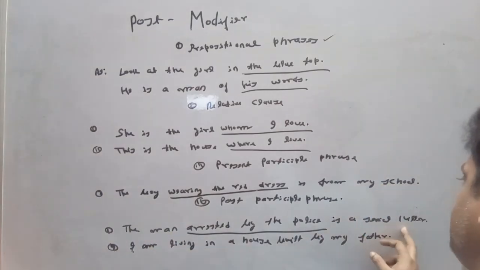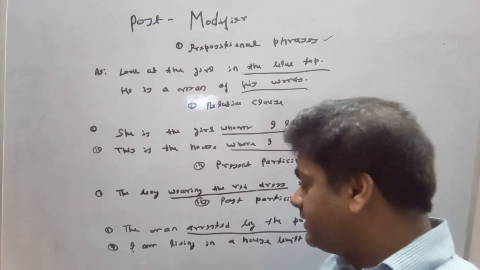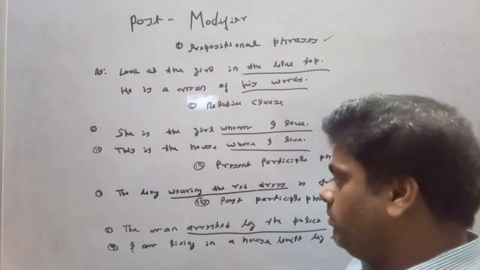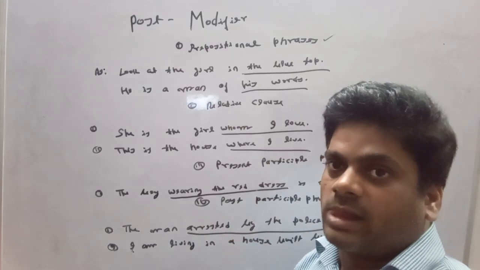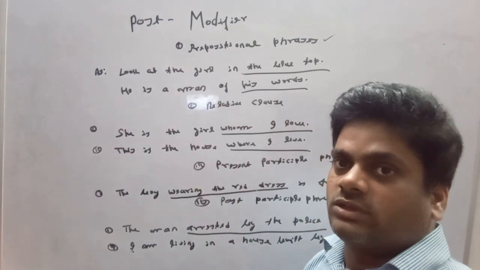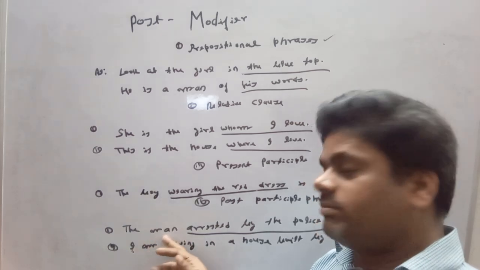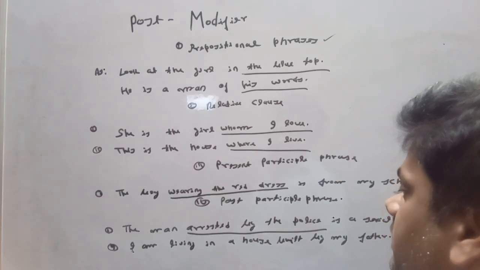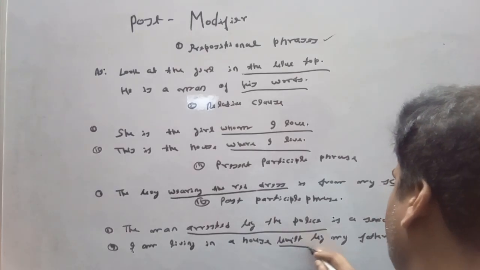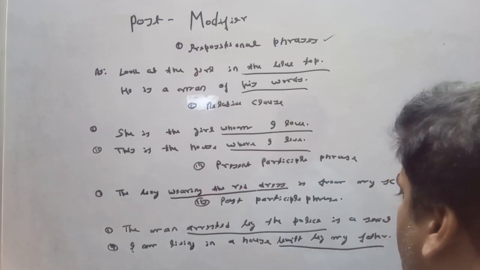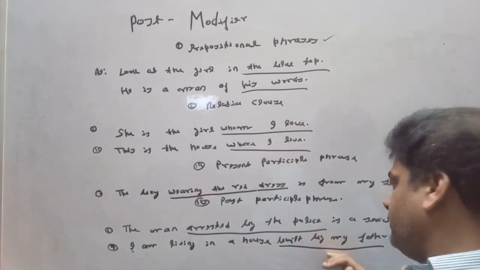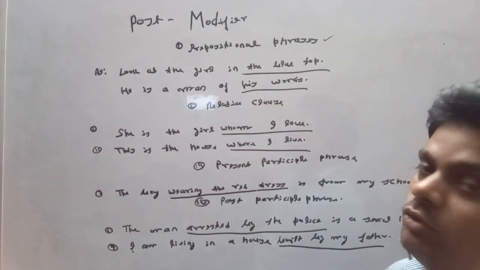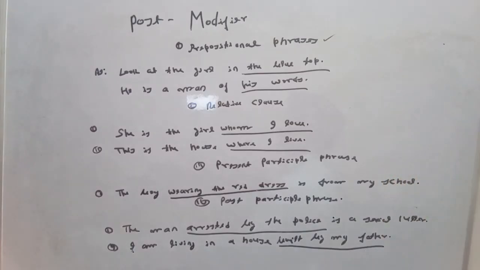The man is a serial killer, but if we have added this past participle phrase, here it is working as a post modifier, giving extra information about the noun used before it, and this noun is the man. In the third sentence, I am living in a house built by my father. Built by my father is giving extra information about the house. So guys, these are the post modifiers in the English language. Please note down.